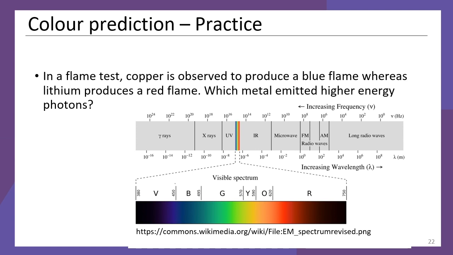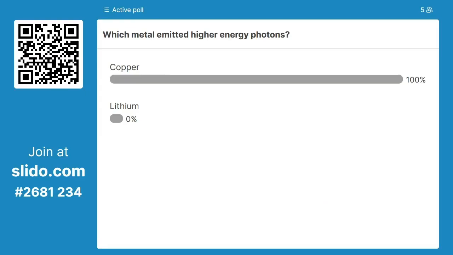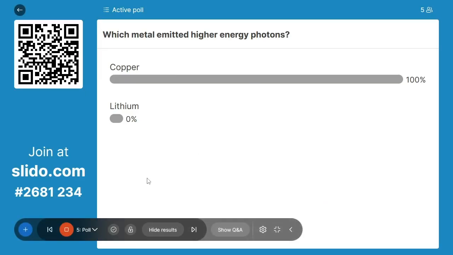Okay, so I'll start to talk through the steps of this. We're comparing a blue flame versus a red flame. So we look at our visible spectrum and we can see that blue is higher frequency and lower wavelength compared to red. We know from our equation before, E equals hf, that higher frequency is associated with more energy. And so we're going to use that to then go, well, since the blue is a higher frequency colour, it's got more energy, and therefore it's the copper that has produced the higher energy photons, as has been indicated here.